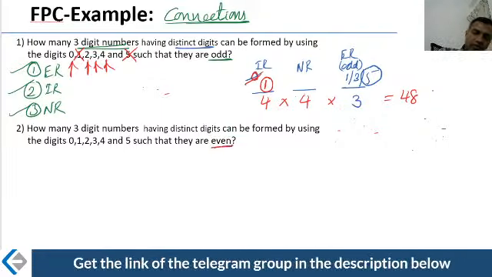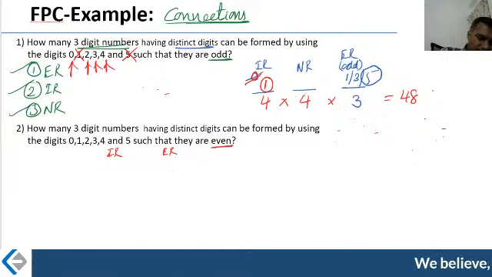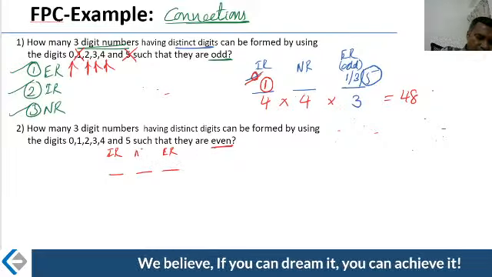Because you are saying even, there is an explicit restriction here. There is an implicit restriction here. What is the implicit restriction? 0 cannot come in the first place. And there is no restriction here.